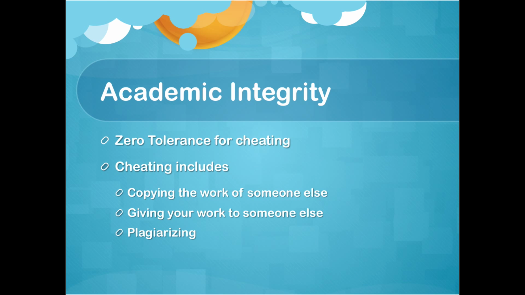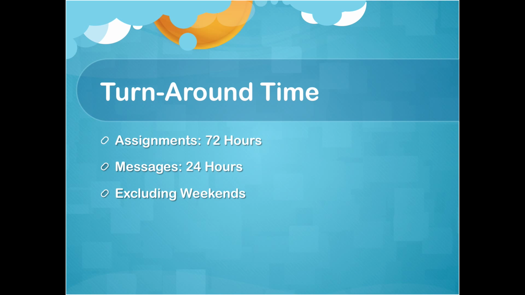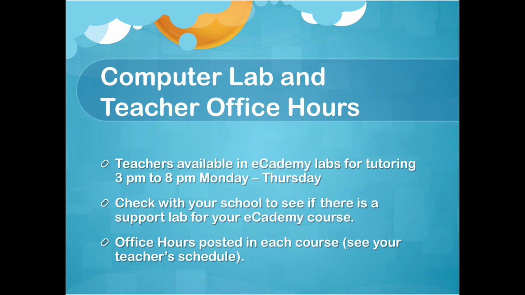Academic integrity. We have a zero tolerance policy for cheating. Cheating includes copying the work of someone else, giving your work to someone else, or plagiarizing. Turnaround time for teacher graded assignments is 72 hours for assignments, 24 hours for messages, and this does not include weekends, as our teachers are not going to be working on weekends.